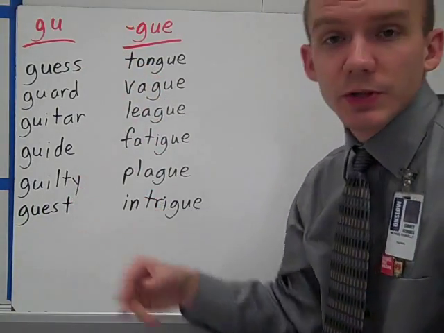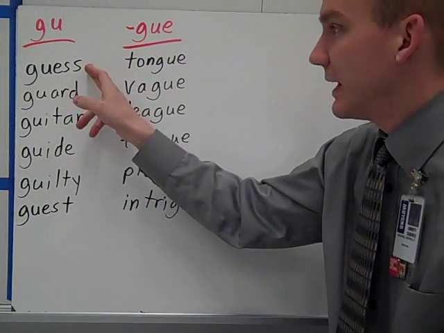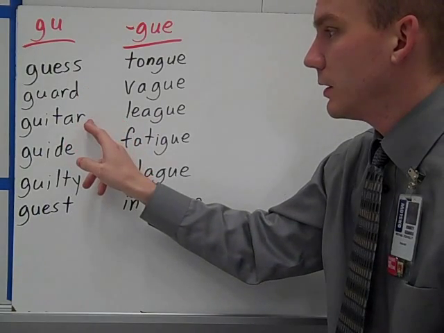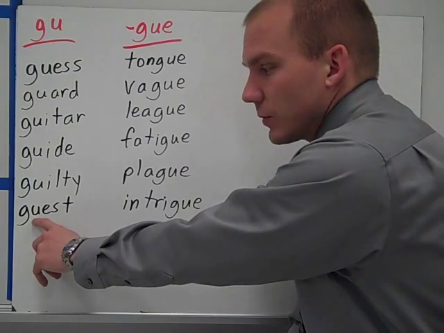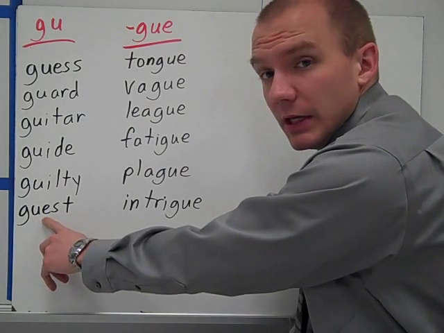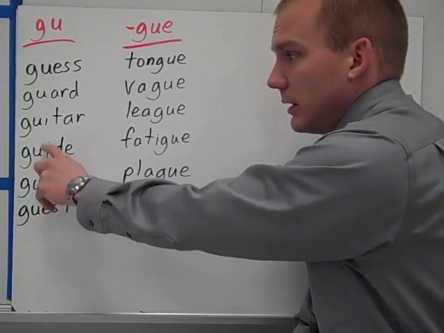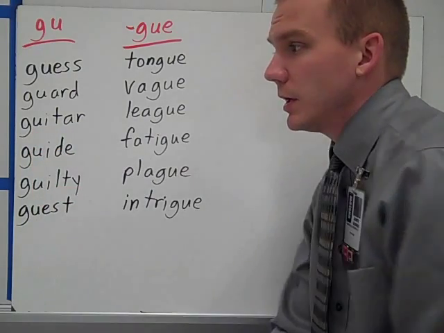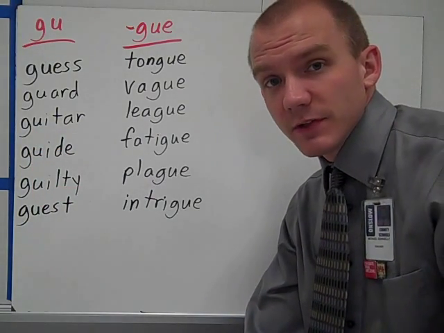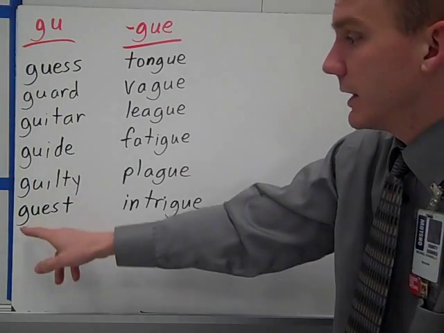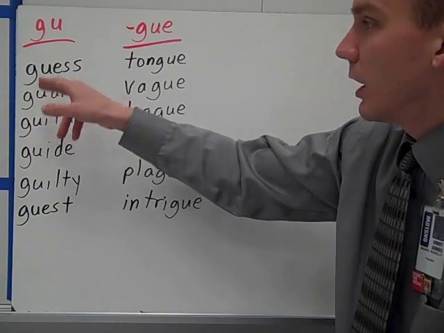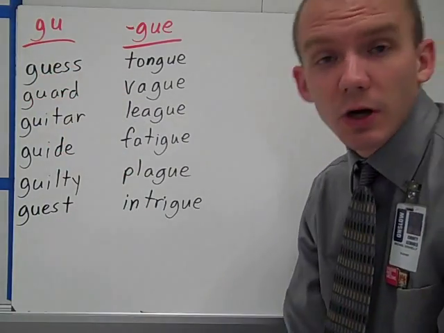So we're going to look at some words with GU. You have guess, guard, guitar, guide, guilt, and guest. In all these words you have the U, and then you have your E or your I, where if you didn't have the U, you would have a soft G instead of a hard G. All these have the hard G, like guest, guilty, guide, guitar, guard, and guest. The exception is the word guard.